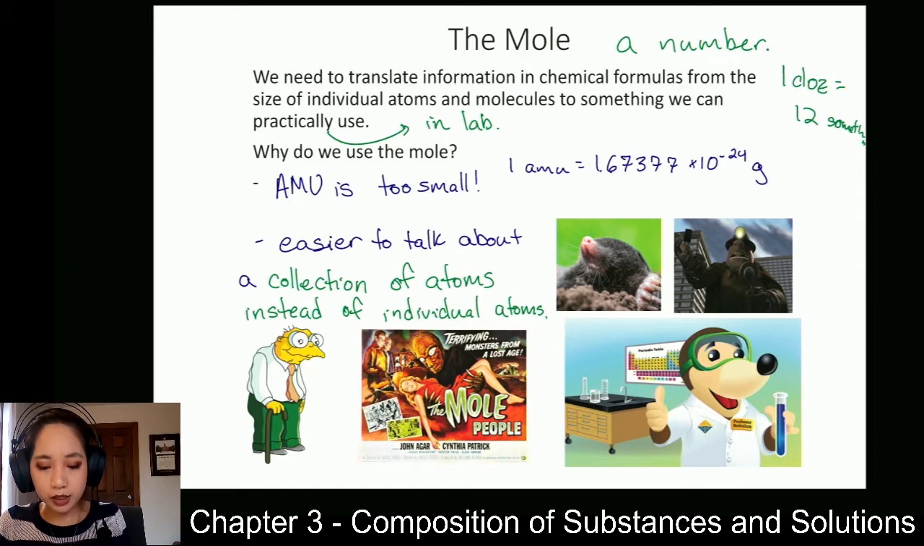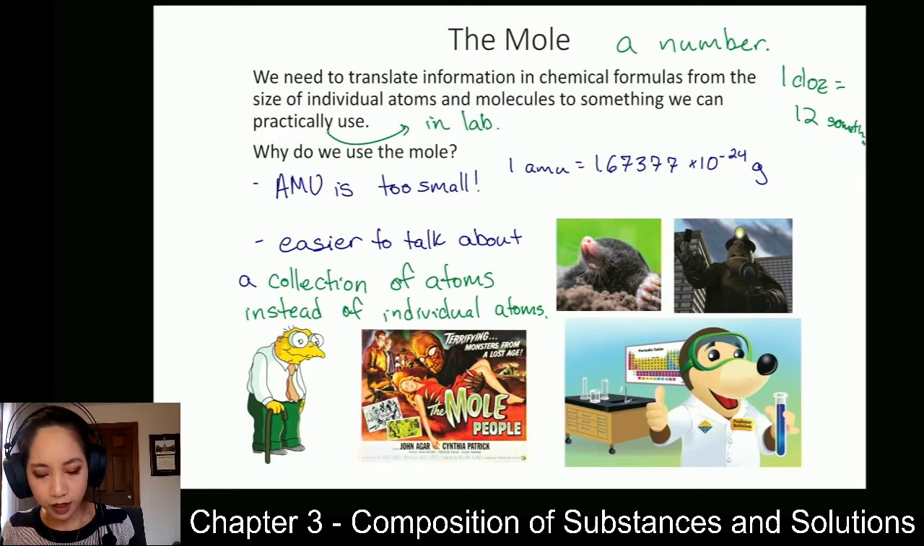And so I have some cute pictures of moles, Hans Moleman, that mole guy from I think the first and second Incredibles movies. And here's the American Chemical Society, their mascot, the mole. Yeah, he's wearing safety goggles.